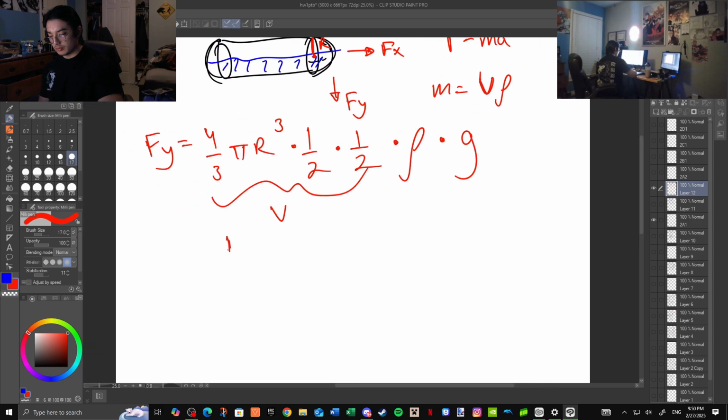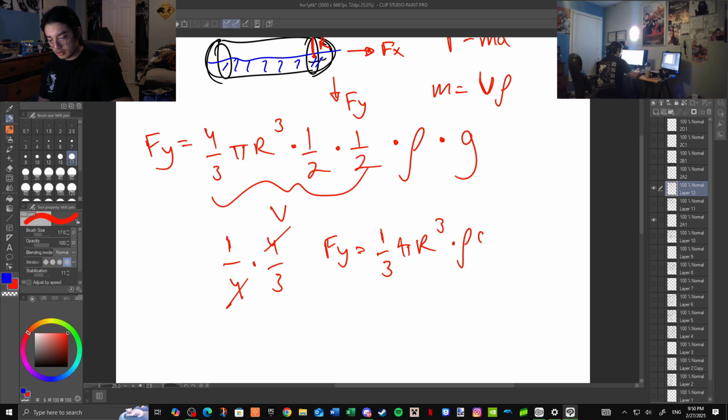And so we can multiply these values together. And so f of y will equal 1/3 pi r cubed times density times gravity.